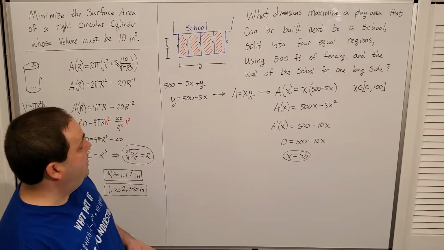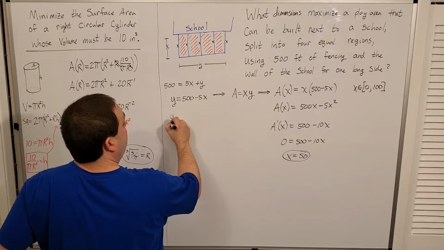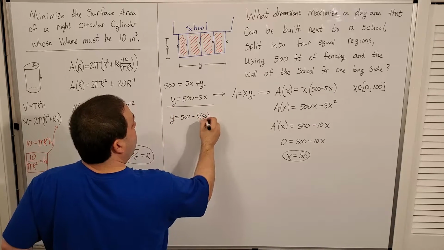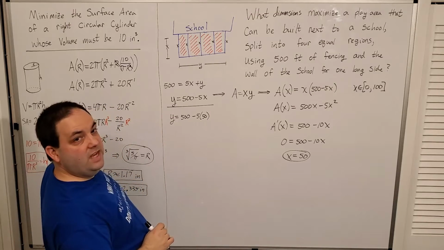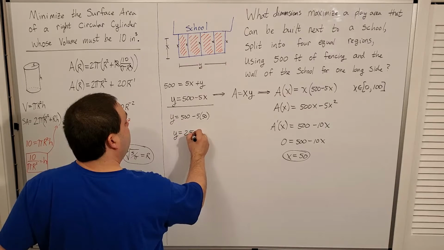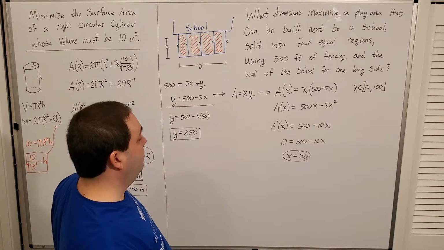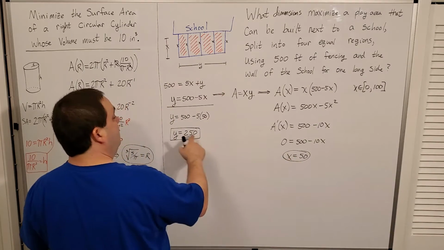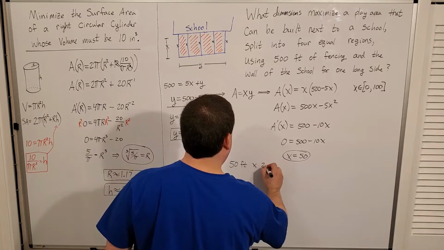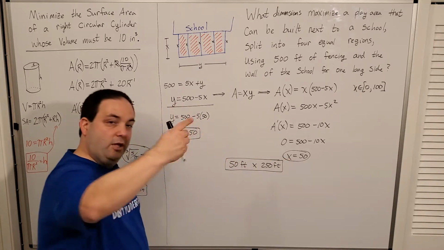So if x is 50, look at the symmetry on this one. If x is 50, then y is equal to 500 minus 5 times 50. 5 times 50 is 250, which is half of 500. So then y would be 250. There's my dimensions. The dimensions of the playground would be 50 feet by 250 feet. And of course, including the fenced-in innards as well, right?